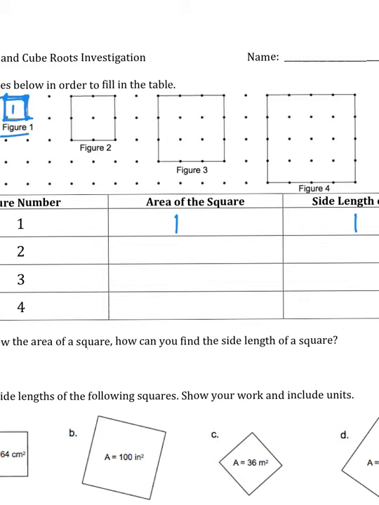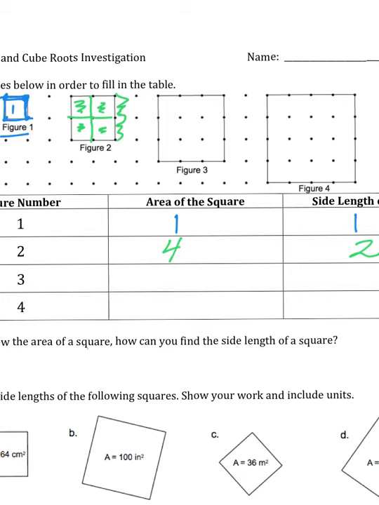The second one, if I look at the area of this square, it has an area of 4. There are 4 spaces that square takes up. So the area of that square is 4. And the side length is 1, 2.